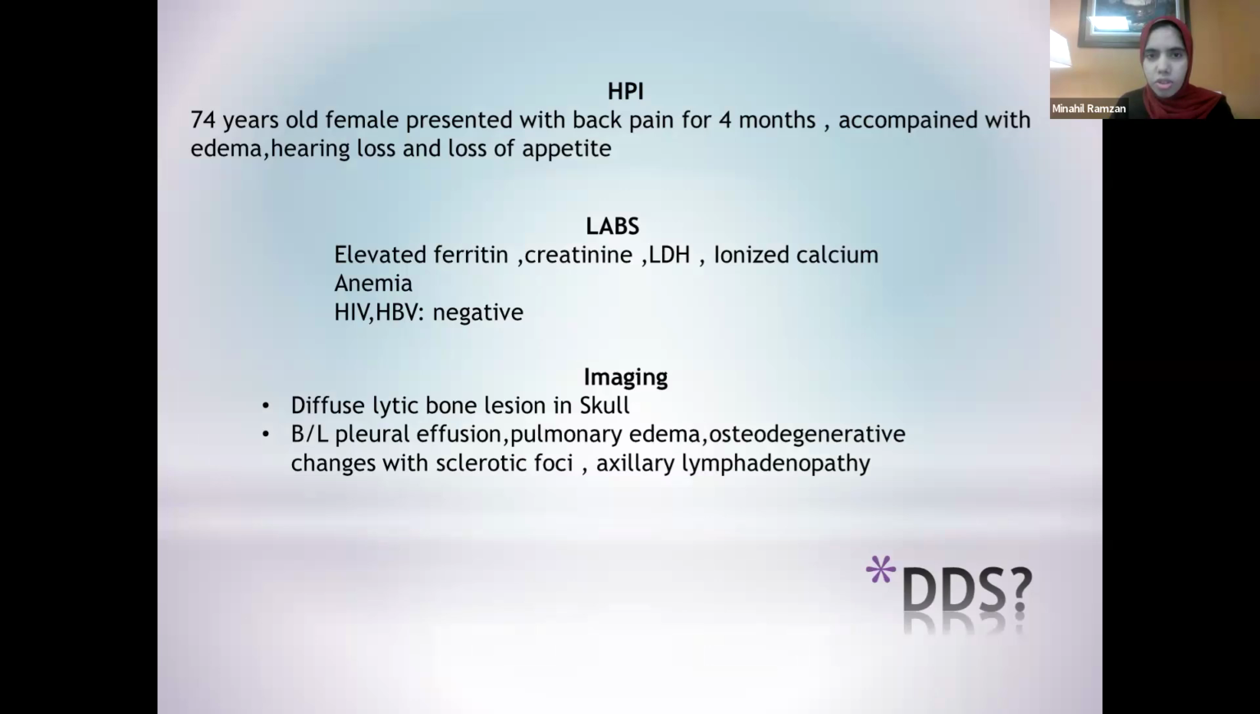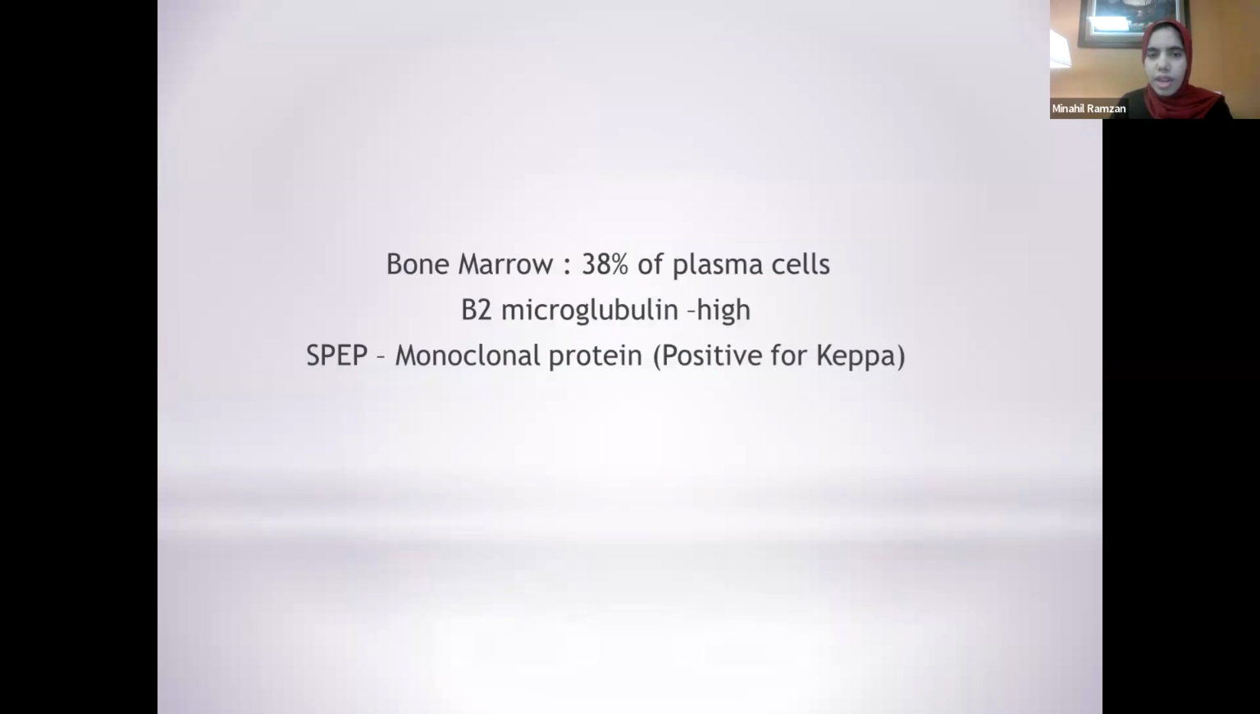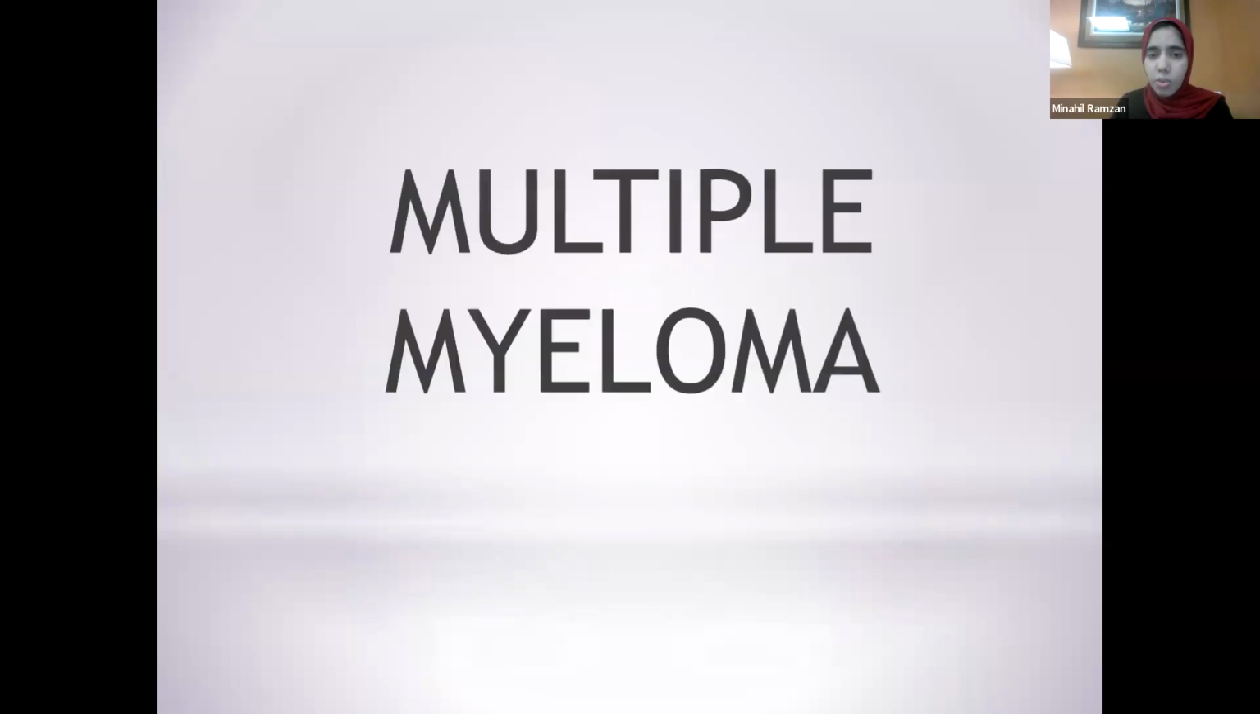Okay, so going towards the bone marrow, her bone marrow shows 38% plasma cells. Her beta-2 microglobulin was very high, and in the serum protein electrophoresis, we get monoclonal proteins that were positive for kappa. So the lady was diagnosed with multiple myeloma.